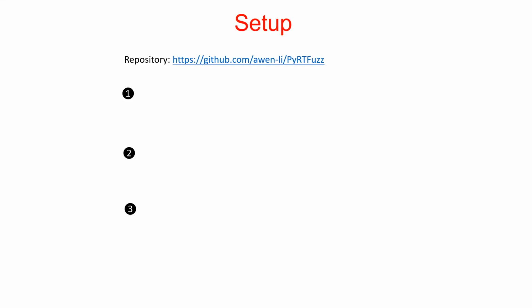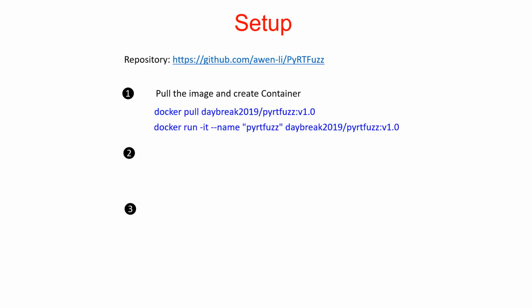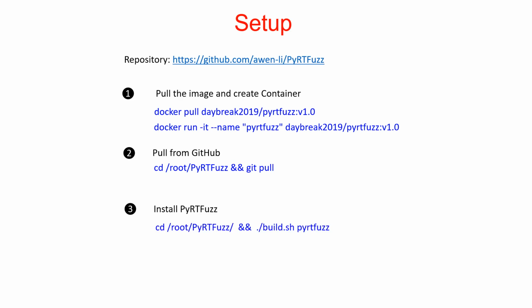Then to set up PyRTFuzz, we have built a Docker image, so we only need to pull the image and start the container. Then we need to update the source code to the latest version. Then we can use the script build to install PyRTFuzz with the latest version.